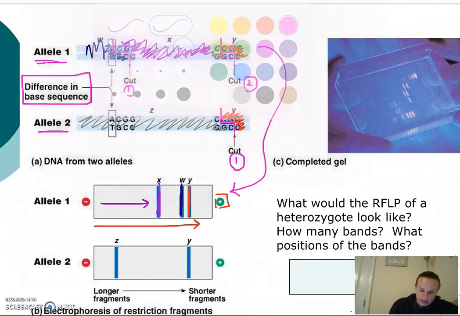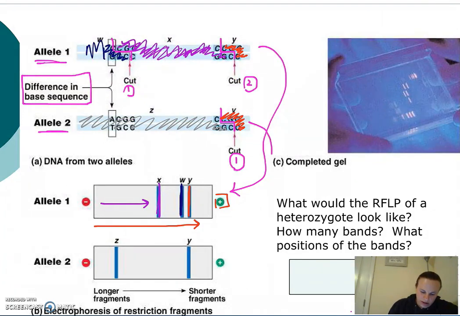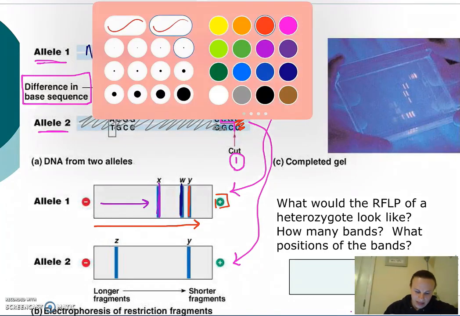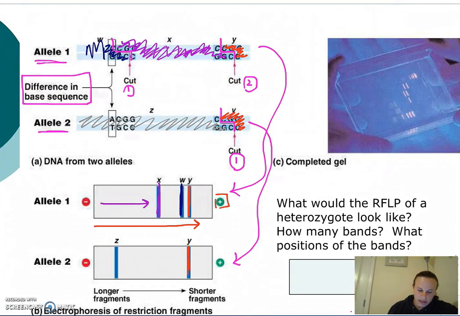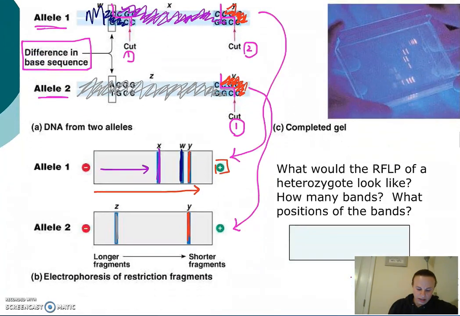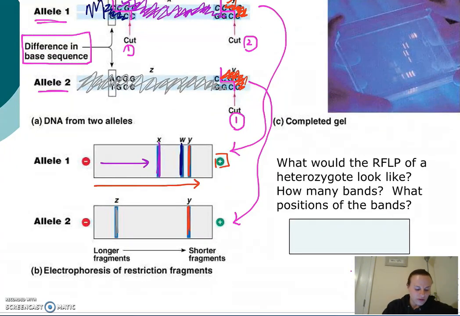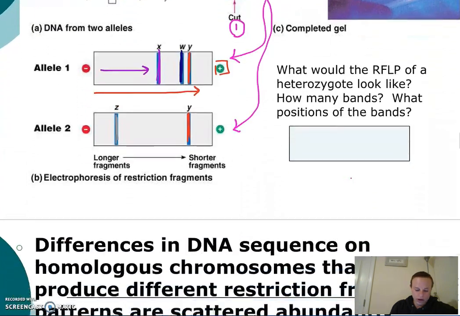Now, if I want to look at the banding pattern from allele 2, if that's placed on a gel, do you see that I have band Y at the same location? Because band Y represents the fragment in both allele 1 and allele 2. That's the same size. However, I only have one other band in the gel for allele 2 that represents fragment Z. So when I compare these two gels, I can see that the banding patterns for allele number 1 and allele number 2 are different.